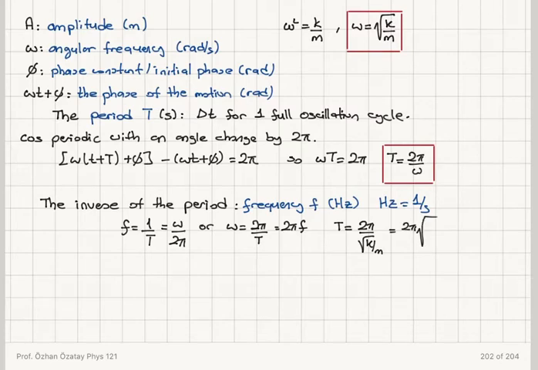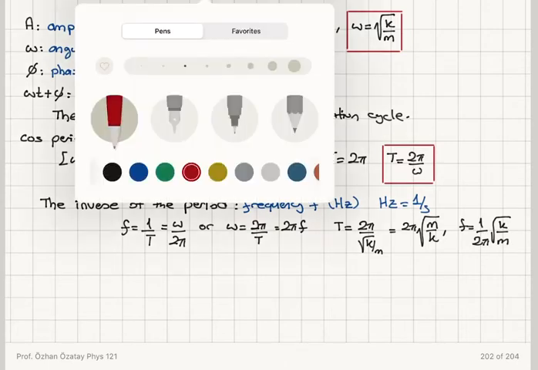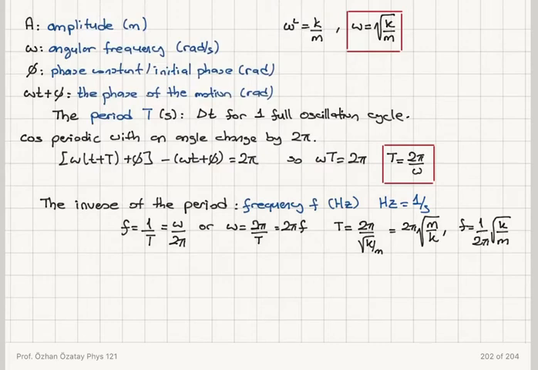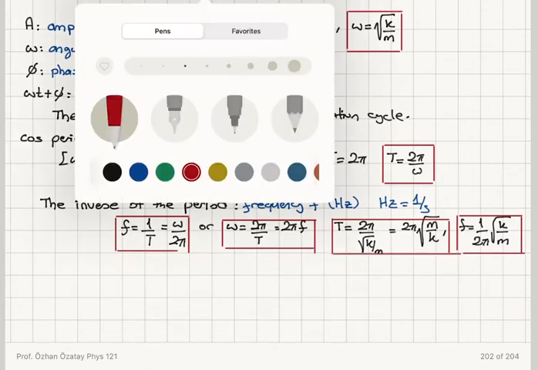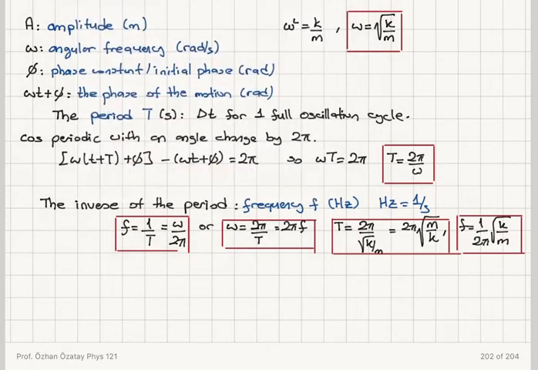And since I know omega, I can say that the period is 2 pi divided by square root k over m. So it is 2 pi square root m over k is the period, or frequency is 1 over 2 pi square root k over m. So I have this relationship between frequency, the angular frequency, and the period. There are different ways of writing this relationship.